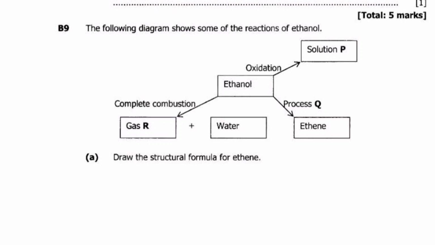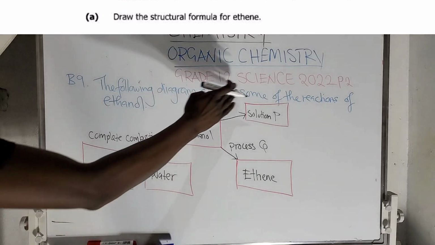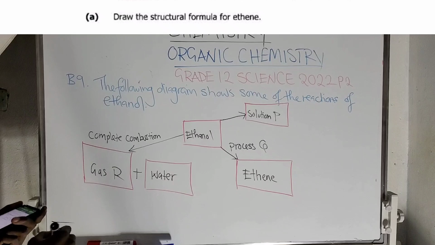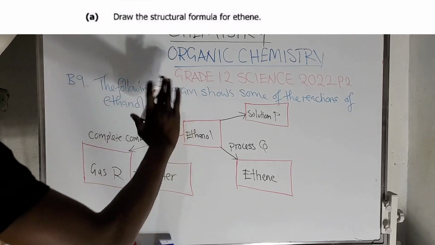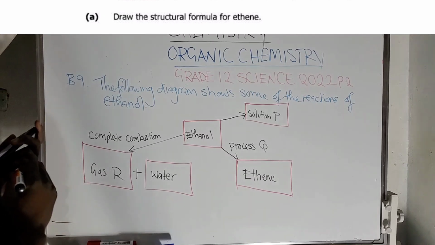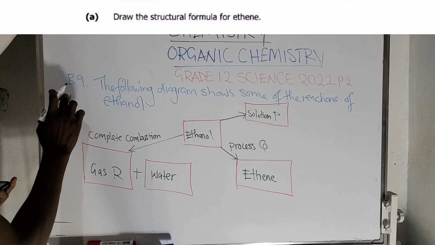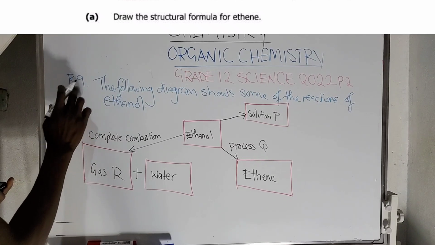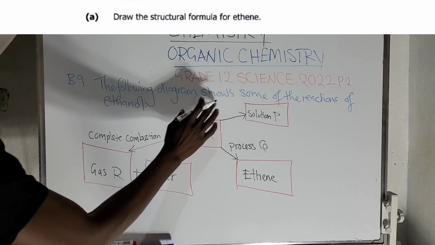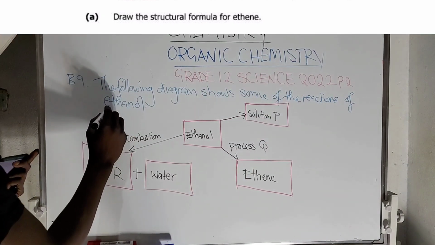Okay, so we are given Grade 12 Science Paper 2, 2020. This is the internal or October/November exam. We are answering organic chemistry questions in this series of tutorials. So question B8, meaning Section B, question 9. The question reads: the following diagram shows some of the reactions of ethanol.